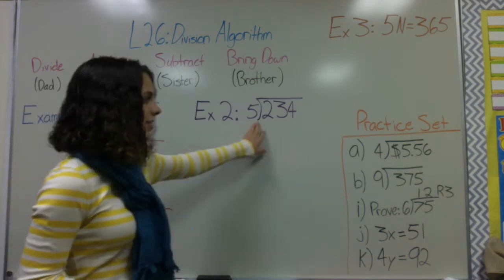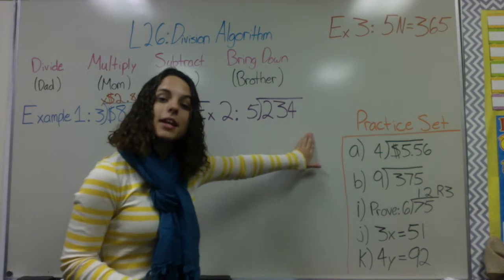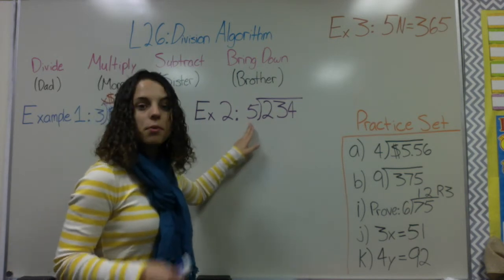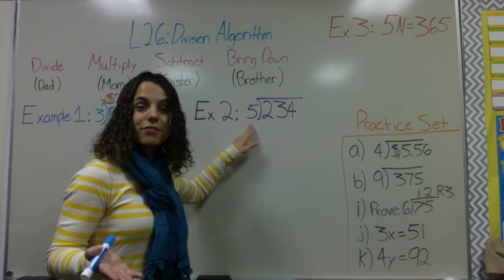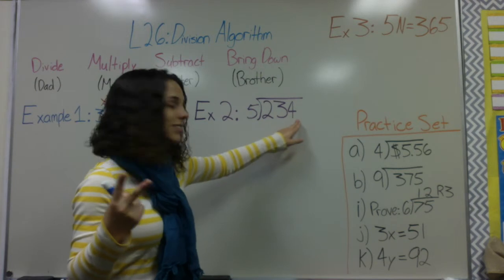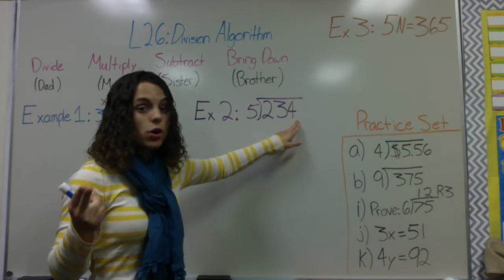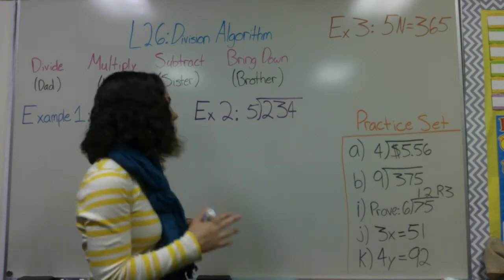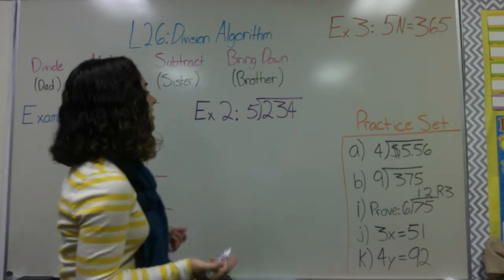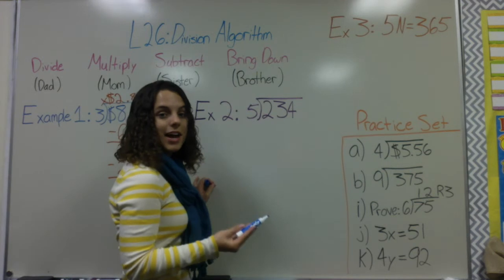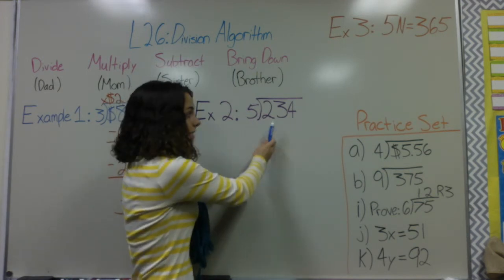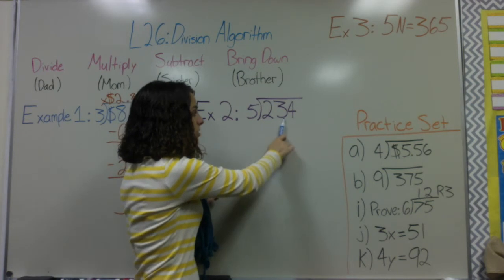Okay, now this is when our divisibility rules kind of come in handy, because if a number is divisible by 5, remember what we learned. If a number is divisible by 5, it ends in a 5 or a 0. 234 does not end in a 5 or 0, so I know I'm going to have a remainder. I already know that right off the bat because of our divisibility rules. So I'm always going to ask myself this question. How many times can 5 go into 2? It can't. So I'm going to go to the next 2 digits.